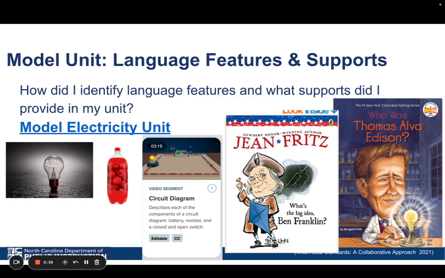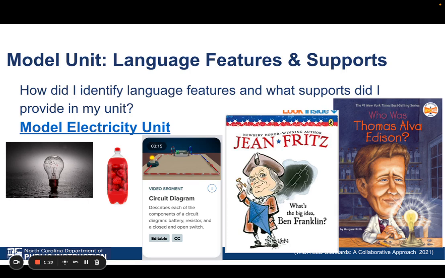What's the big idea, Ben Franklin? And who was Thomas Alva Edison? Then we learned about electric circuits and specifically closed and open circuits. And we built a lighthouse out of 2-liter soda bottles, flashlight bulbs, and tiny batteries and wire. And so that eventually segued into a social studies unit on North Carolina lighthouses.